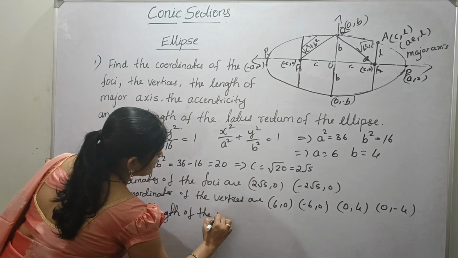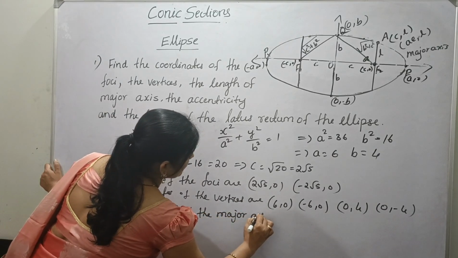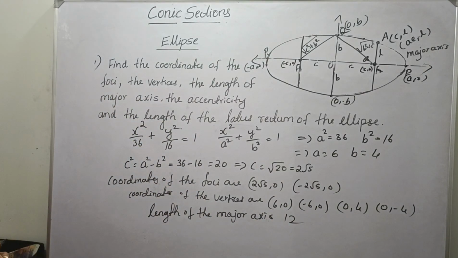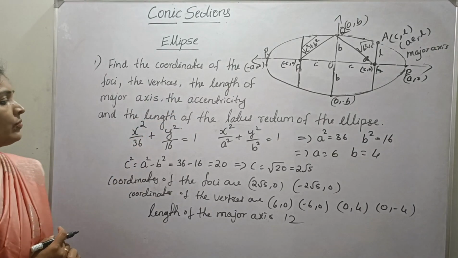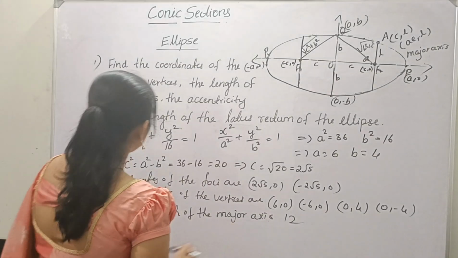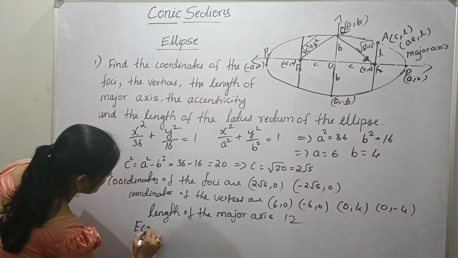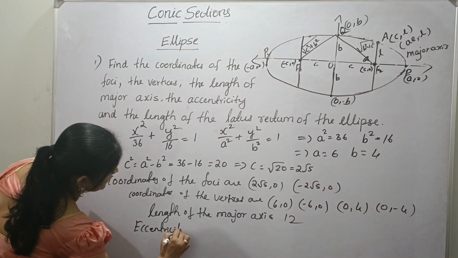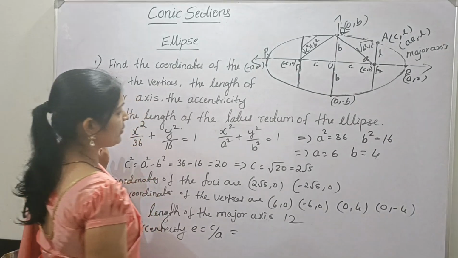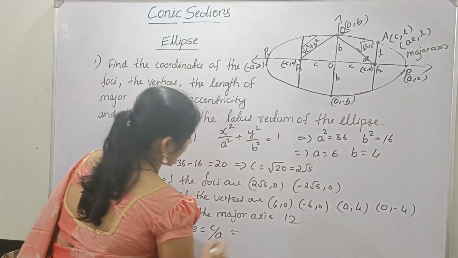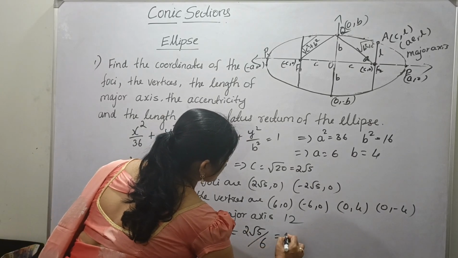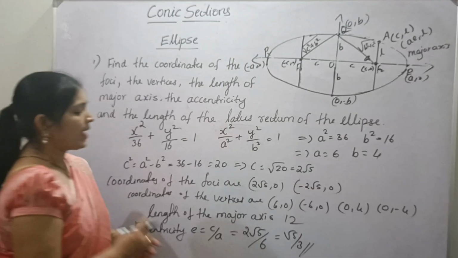So 2a, 2 into 6, that is 12, is the length of the major axis. Next, the eccentricity. What is the eccentricity formula? e is equal to c by a. What is c? We have found already, 2 root 5. So 2 root 5 divided by 6, that is 2 threes are 6. So root 5 divided by 3 is the eccentricity.